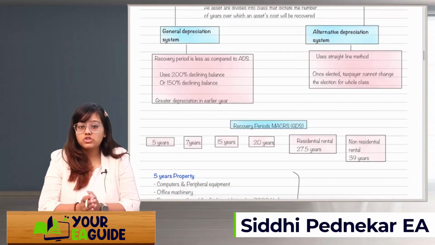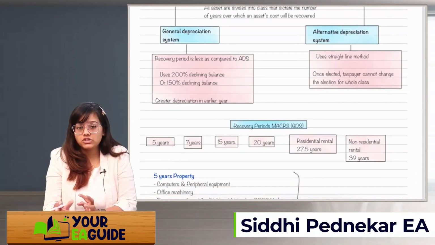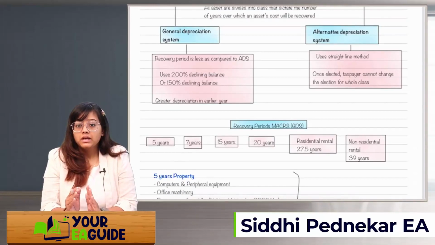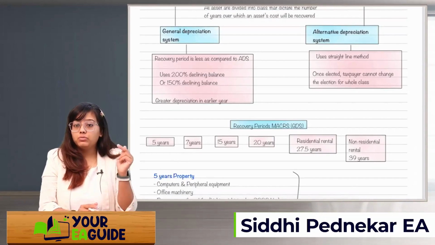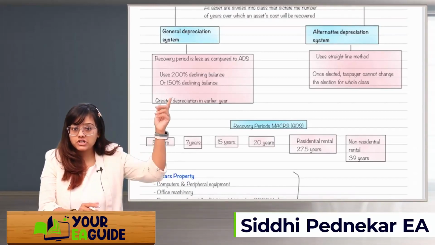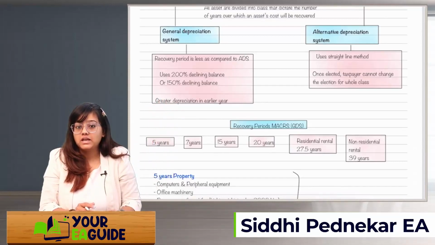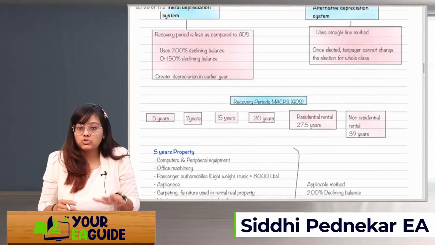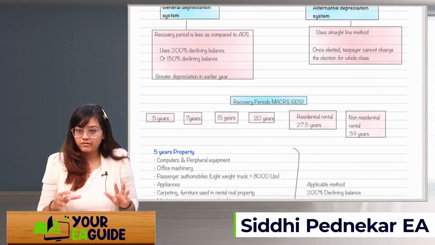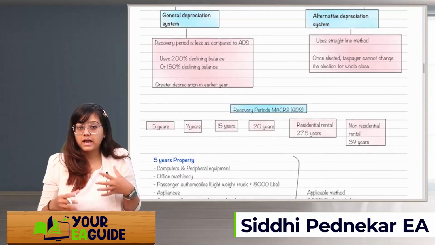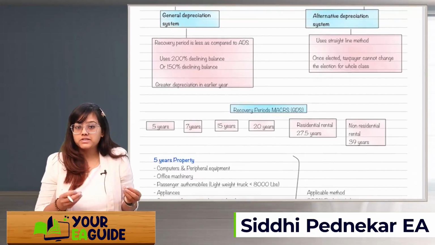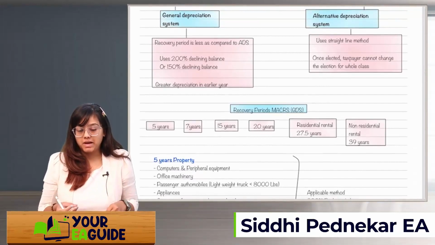Now let's talk about GDS. It's the general depreciation system. Which means what? In this, we again have two more bifurcations. First is 200 declining balance, and second is 150 declining balance. We will see which class will use 200% and which class will use 150%. It's a declining balance method: 200% declining and 150% declining balance method.